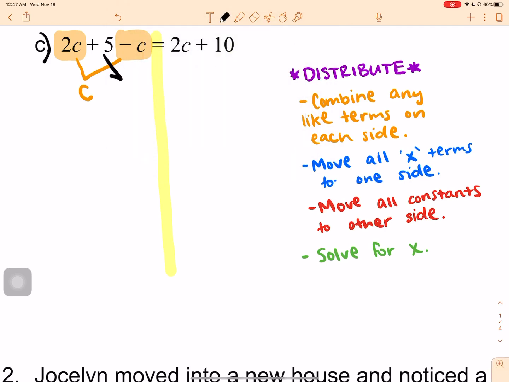So here, the positive 5, oh no, I'm losing my voice.